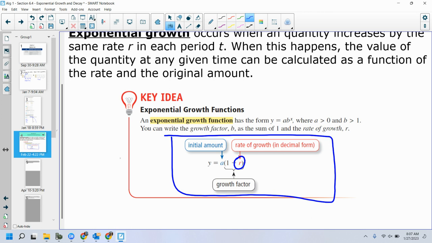So if I'm growing 18%, my R value in this case is 0.18. If I'm growing 25%, my R value is 0.25. If I'm growing at a rate of 30%, my R value is 0.3. And then take a look, it's raised to the X power. And that X power is usually time. So if I'm growing exponentially over the course of 10 days, 10 is our exponent.